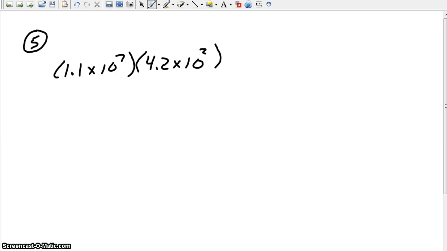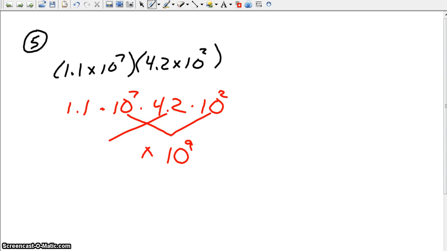How about this? If you have the product of 2 things that are written in scientific notation, it's just 4 different factors, right? We have 1.1 times 10 to the 7th times 4.2 times 10 squared. So we could just take these 2 factors, right? And what is 10 to the 7th times 10 to the 2nd? And then we multiply these 2 factors. And what is 4.2 times 1.1?